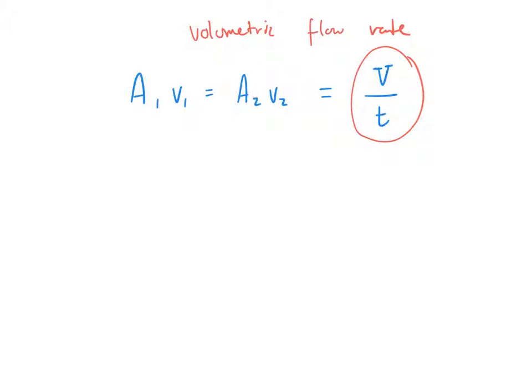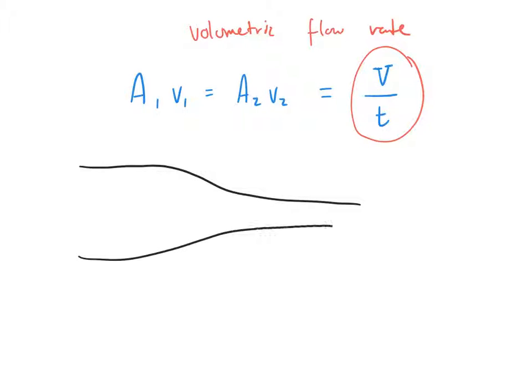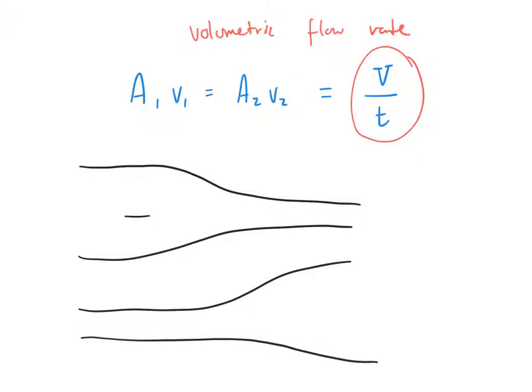Now, what we're seeing is an example that could do this, where it narrows, right? Or where it widens. So in both cases, let's assume velocity is to the right. Where it narrows, the cross-sectional area is decreasing. If that happens, then it has to speed up.